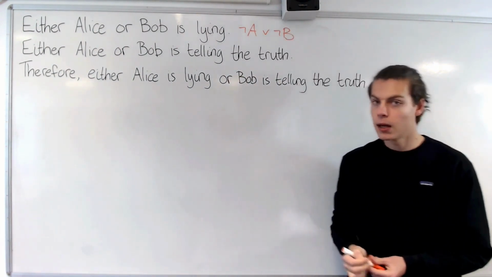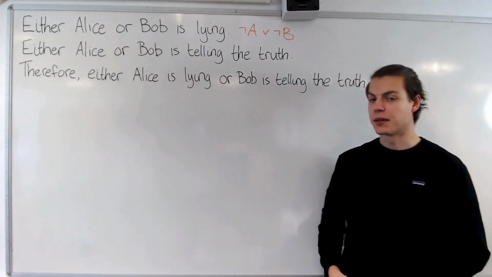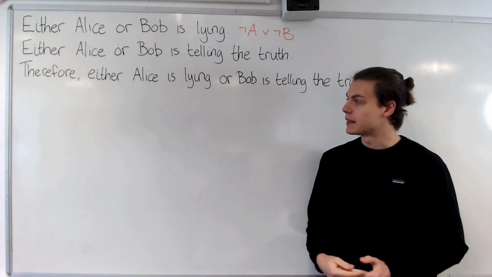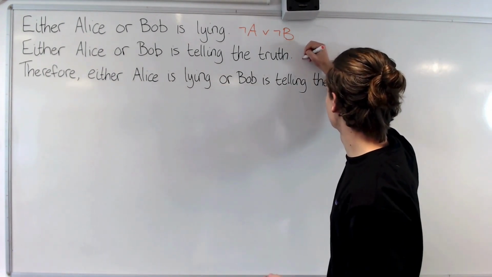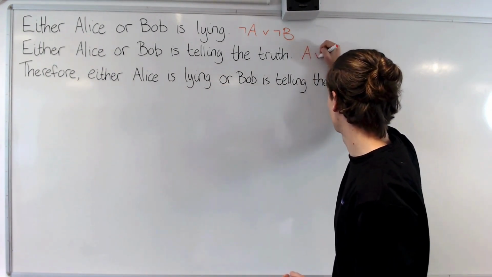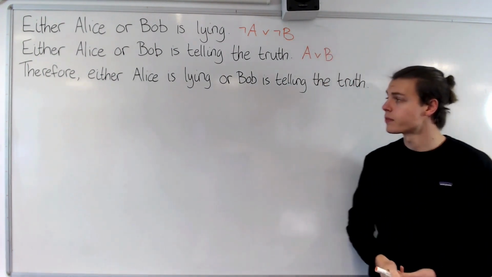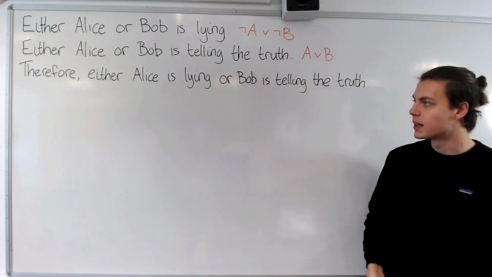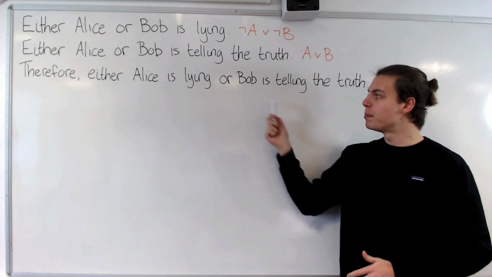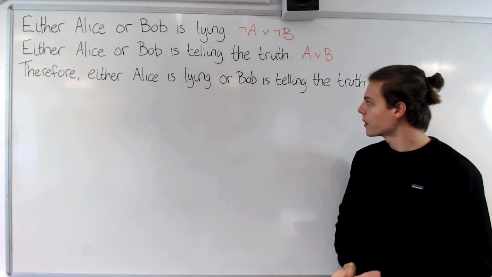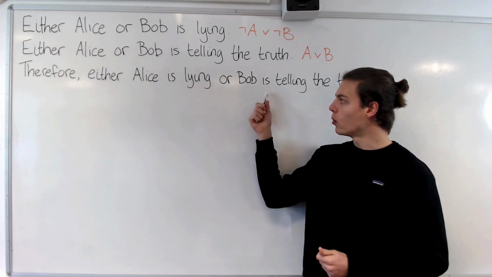Our second statement, either Alice or Bob is telling the truth? Well, that simply says A or B. And finally, our conclusion is either Alice is lying or Bob is telling the truth. And so this says not A or B.